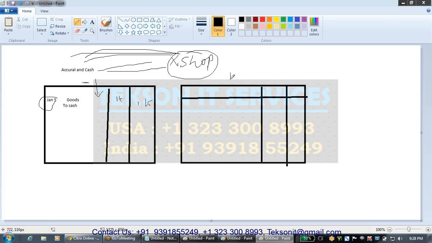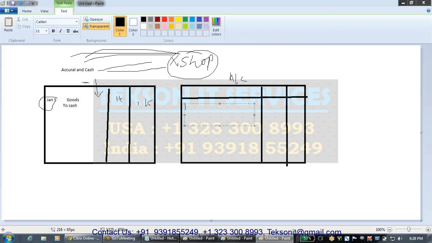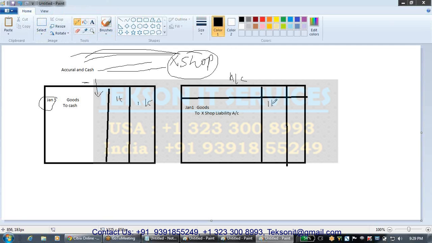This is the cash method. Suppose it is the accrual method: on January 1st, he ordered the material, and the ex-person has sent the material as well as the invoice. Once the invoice is generated, on the same day you treat it as an expenditure. If it is accrual basis, the invoice day itself you treat as an expenditure. So you are saying goods to ex-shop liability. What is the amount? 1K.